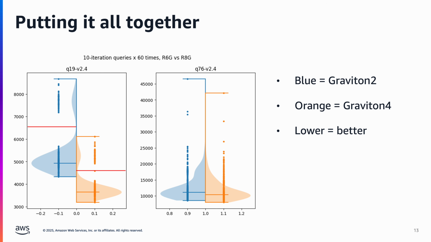The visualization tells me that for all observations recorded in my test run, R8G was the better choice. The right-hand side shows Q76, another benchmark query from the same sample dataset. This query is I/O intensive, and it combines data from several fact tables using the union all operator. In this case, my performance gain from a CPU upgrade is lower, given the I/O intensive nature of the query.